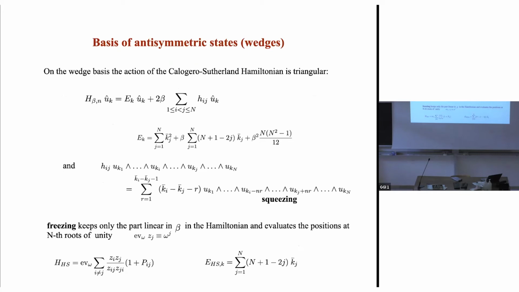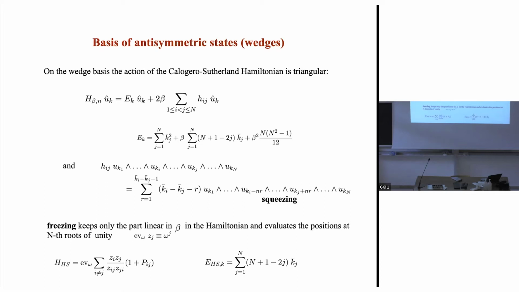And the action of the Hamiltonian on this wedge basis is triangular. So the energy can be read off the coefficient of the highest wedge, and there is a partial ordering on the wedges, which is very similar to the partial ordering on the partitions.